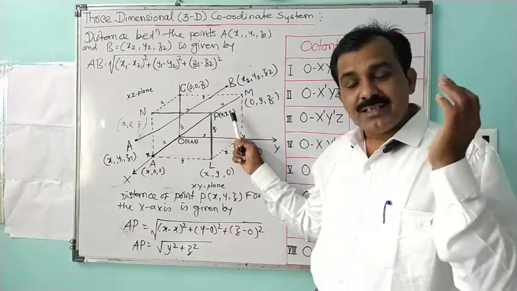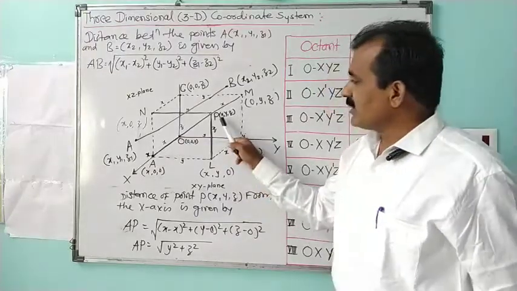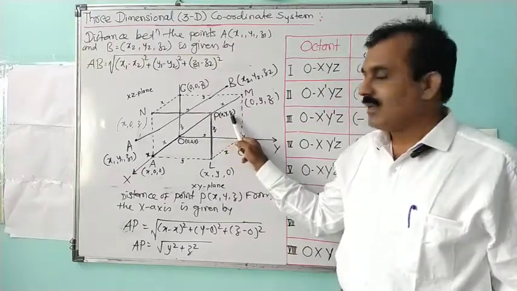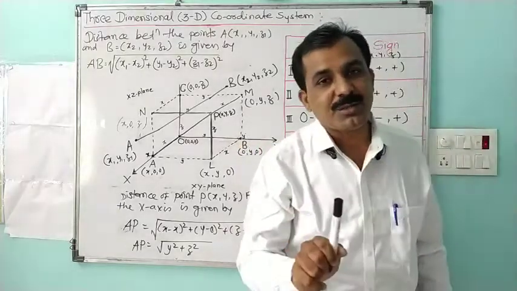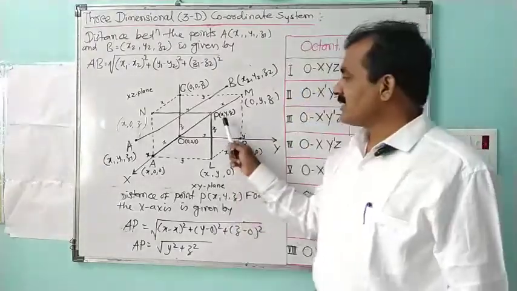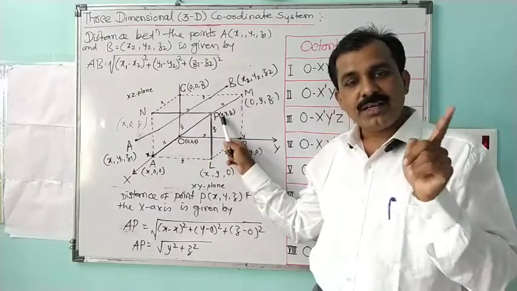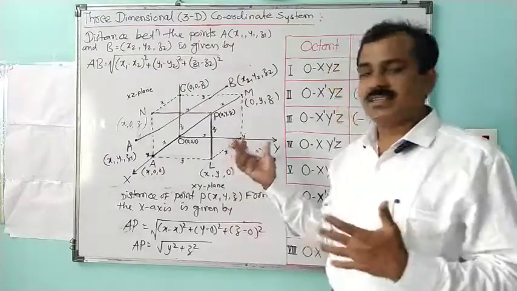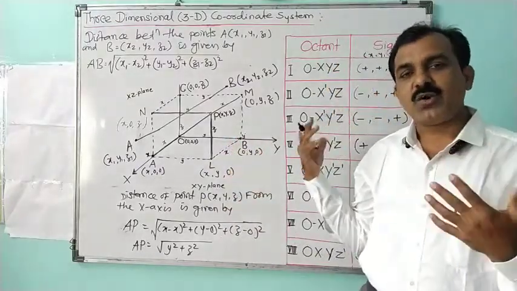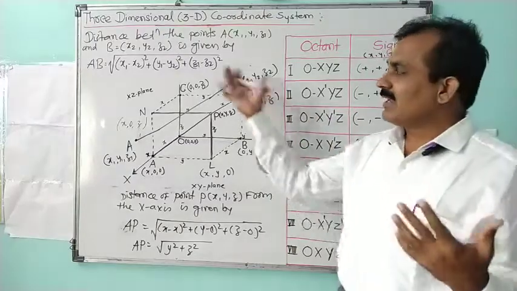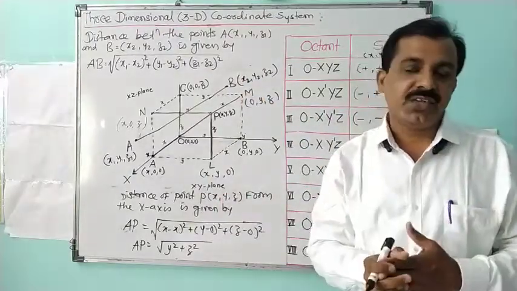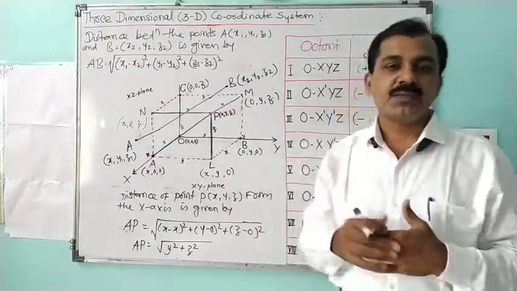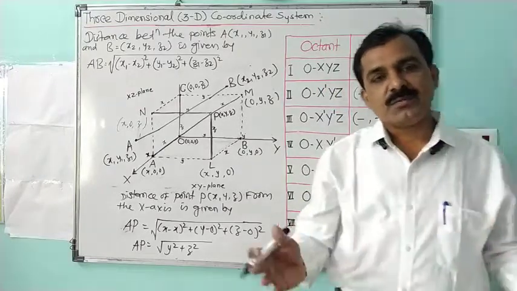When we find the distance of that point from the y-axis, the distance is the square root of x square plus z square. And when we find the distance from the z-axis, the distance is the square root of x square plus y square. So this is the simple information regarding this 3D structure, the sign of each quadrant for a given point, as well as the formulas which we have extended to 3D. From the 2D formulas we have extended to 3D for getting the distance between points. So this is the simple information. We will stop.